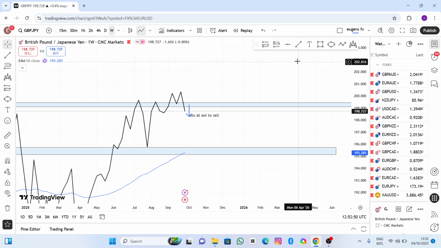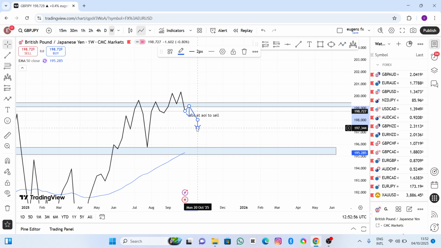is for the market to have a retracement, just for this to happen. This is what we're just waiting for to happen. That's all, very simple. So the weekly is bearish.